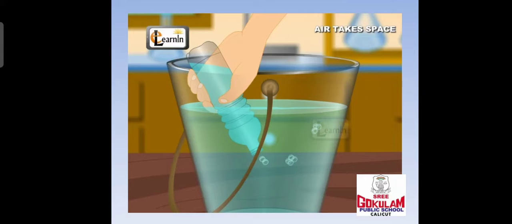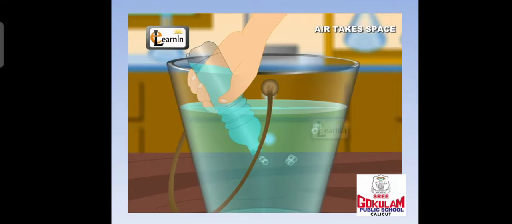When you push the glass into the water and tilt the glass slowly, you will see the bubbles of air escaping and the water entering the glass. Now feel the cotton after taking the glass out of the water. Now you can see, yes, it is wet now. From this activity we can understand that air occupies space.